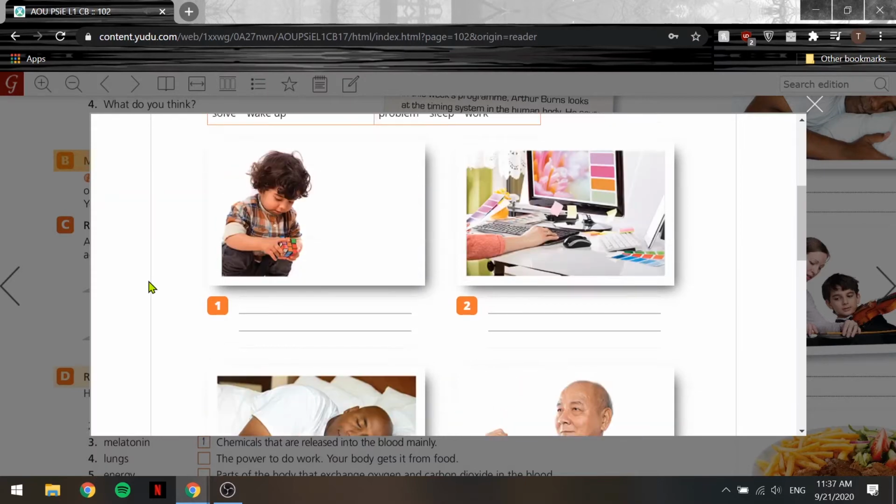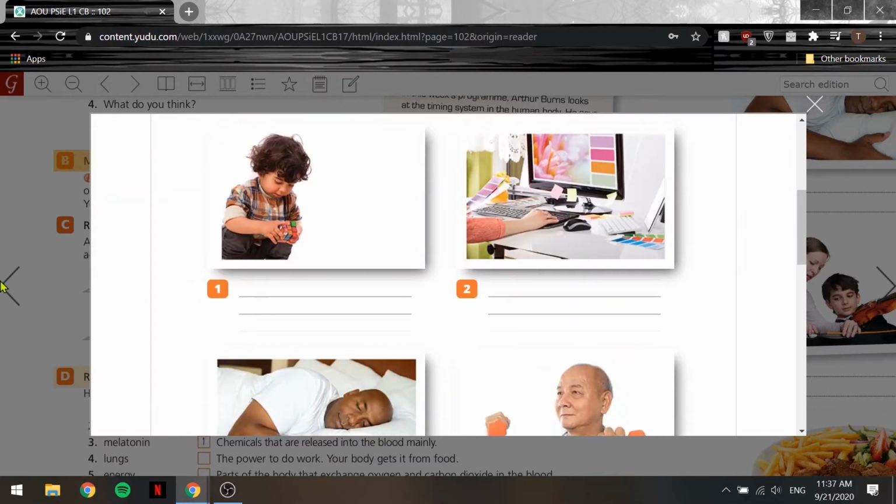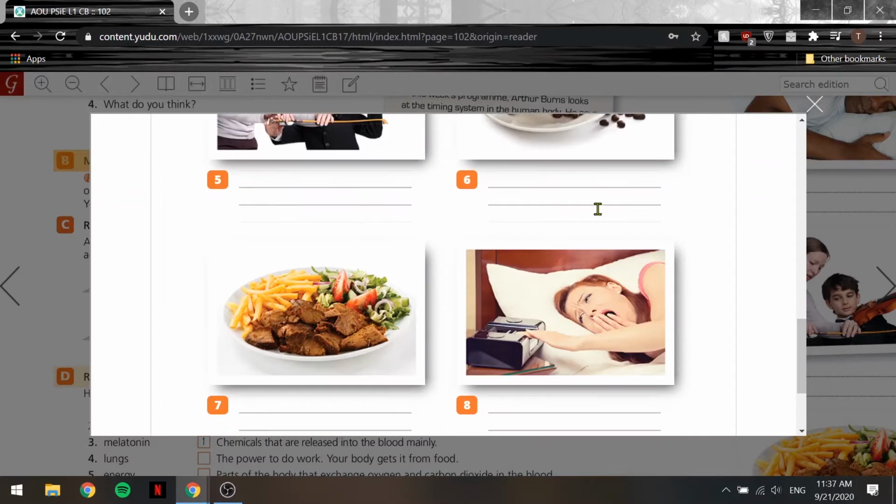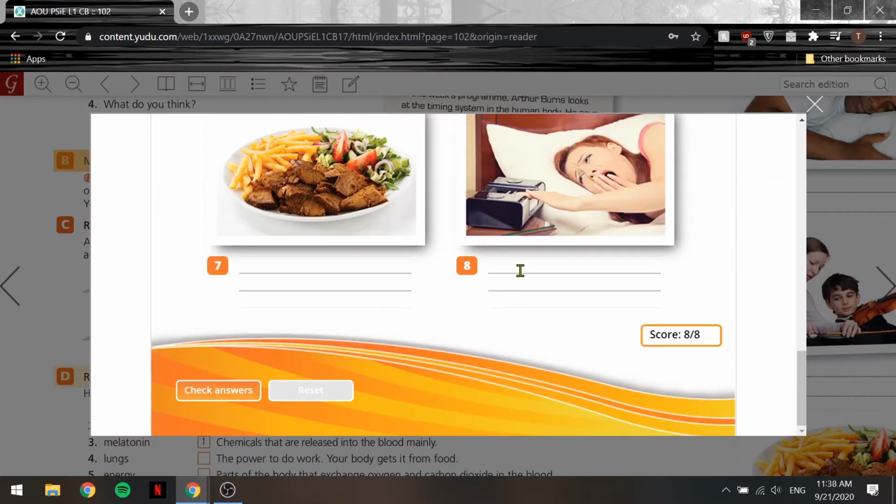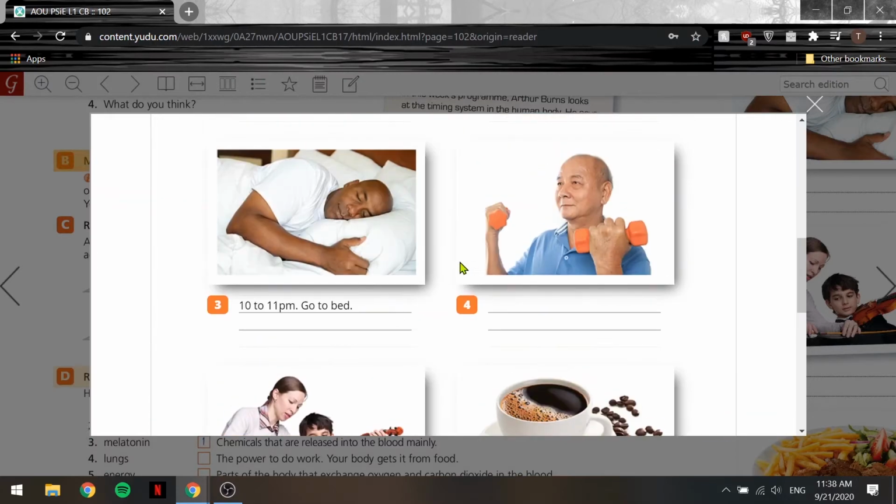Okay, so I'm going to pause it again, and let's go to number 8, because this is when you should wake up. So according to the reader, or the lecturer, we should wake up at 7 to 8 a.m. And then we'll say simply wake up. Okay, let's keep going.